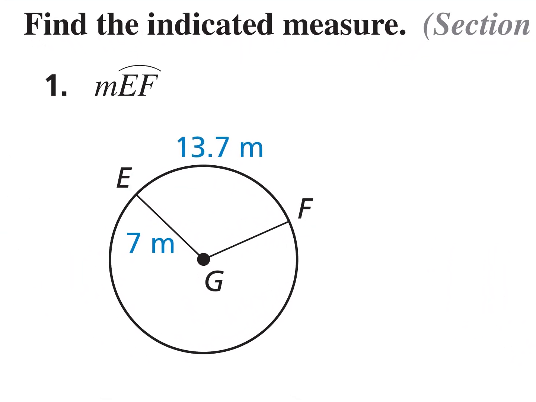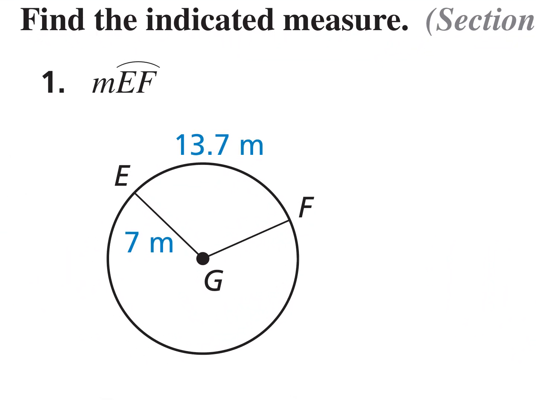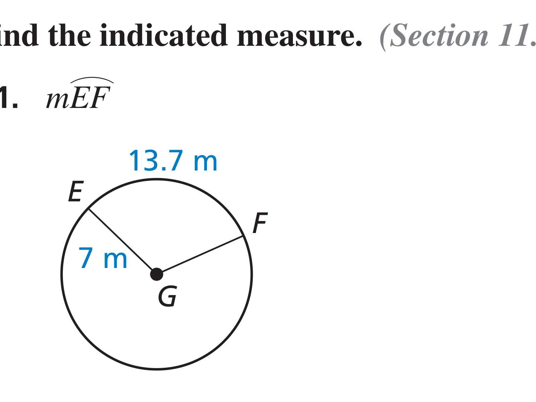So looking at this first one, keep in mind this is not the measure of my arc. The measure of your arc is in degrees. This is not degrees. That means this is the length of my arc. Okay, that's my arc length. So for this one, what formula am I using? For this one, I'm using the arc length equals the measure of the arc. Pay attention to what they're giving me.